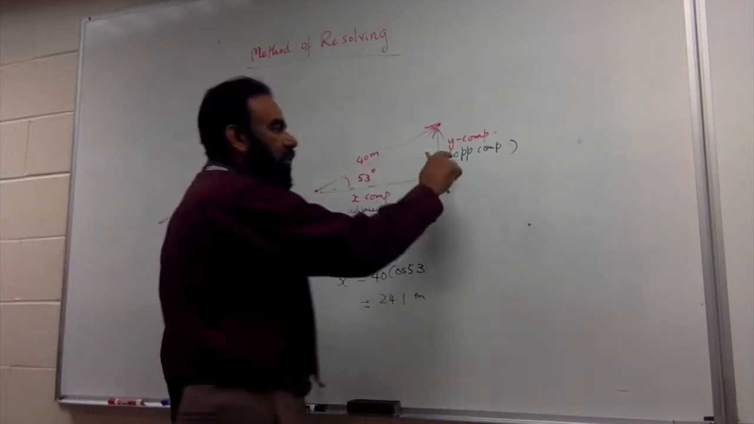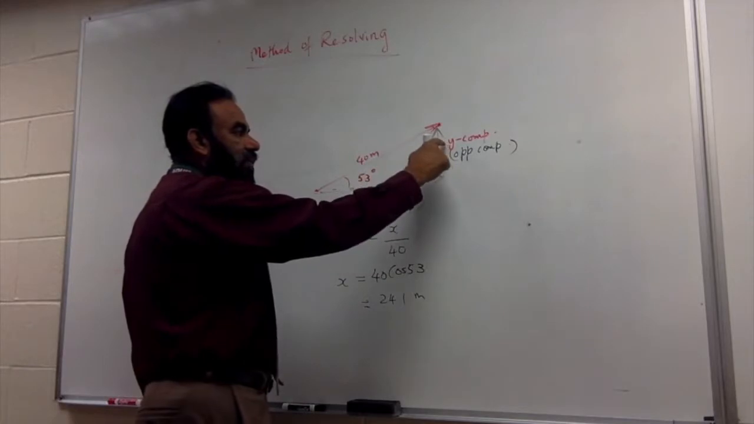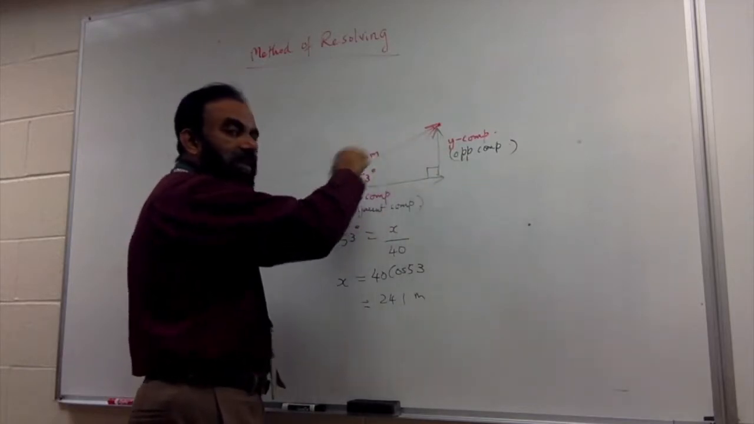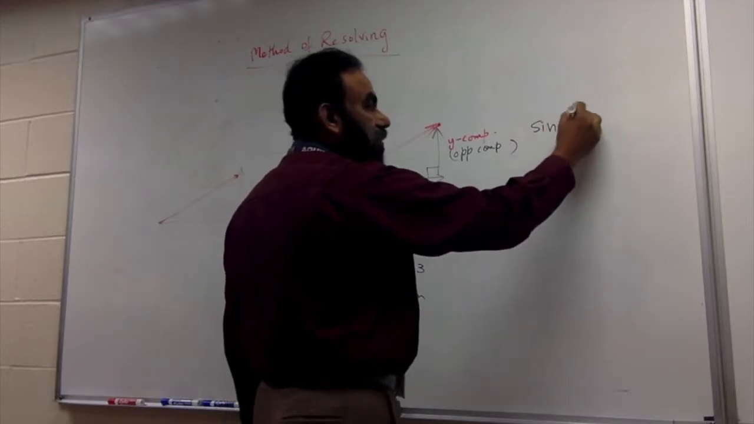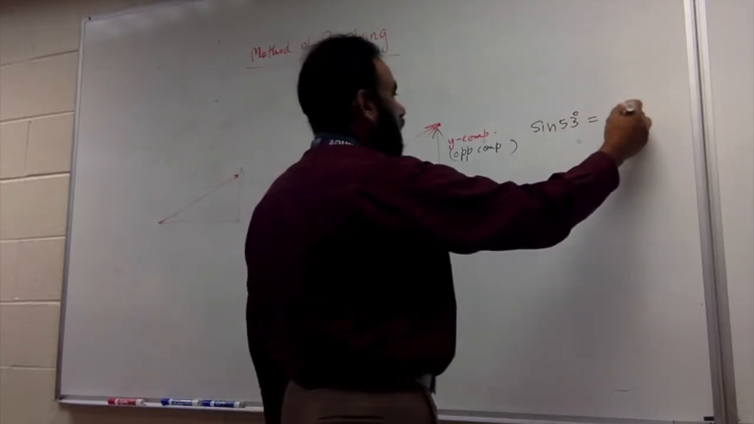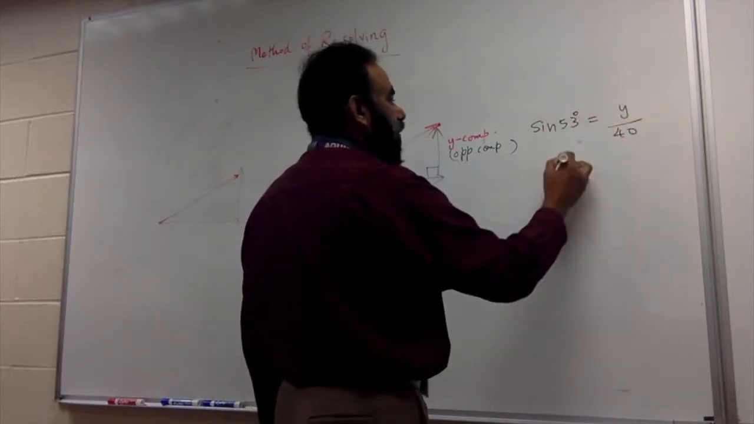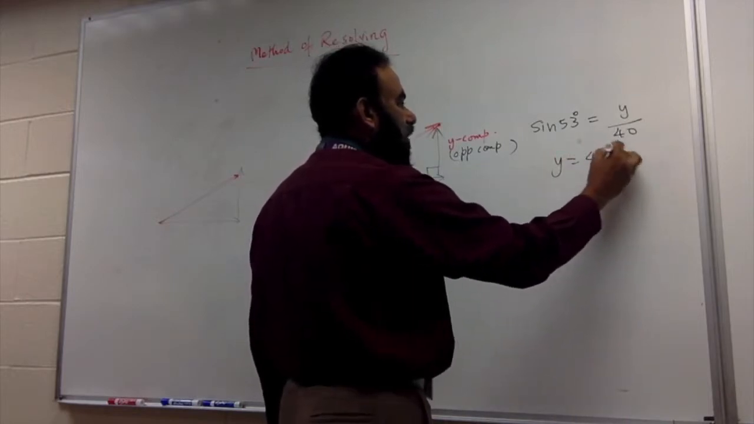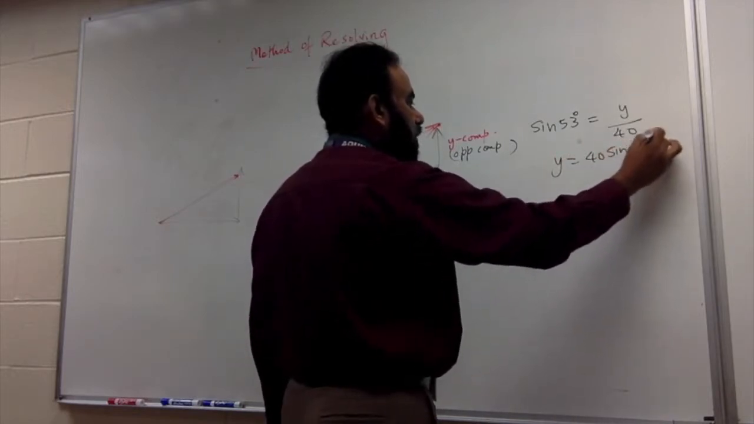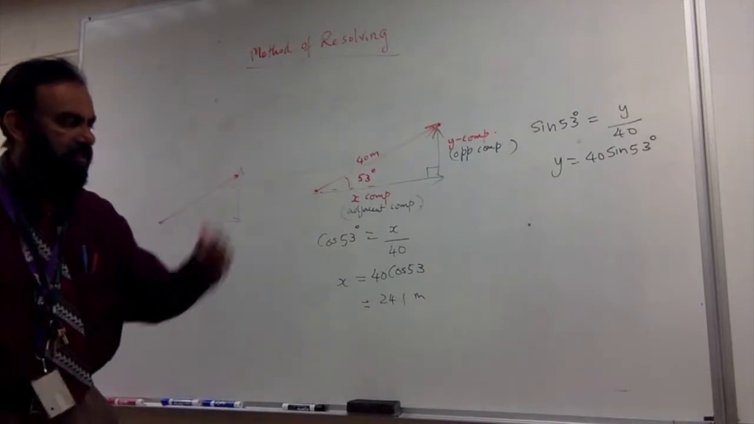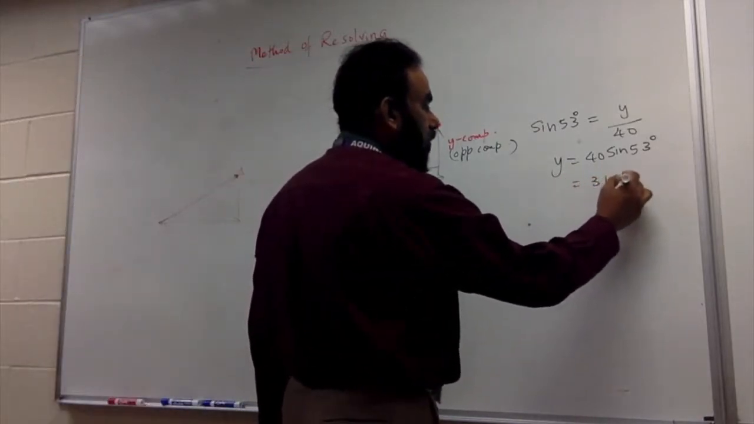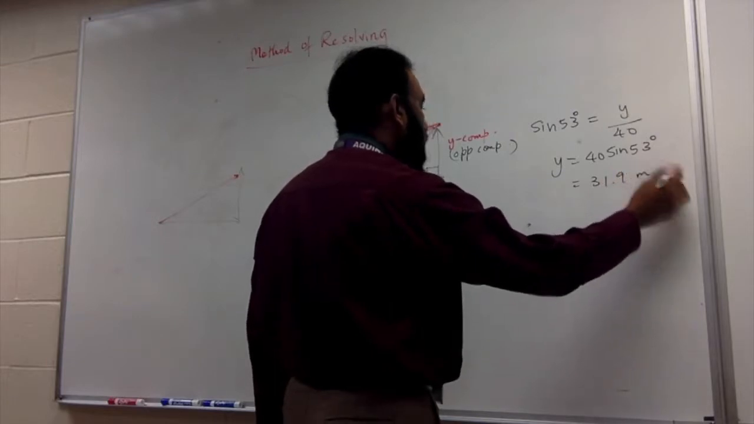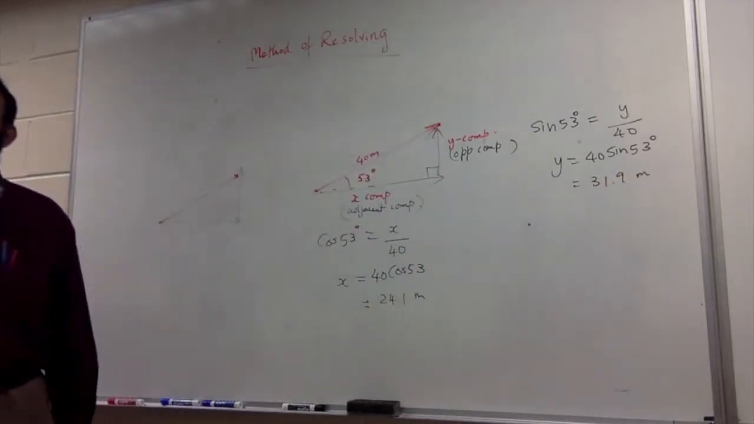Now, what connects the angle and this side, which is the opposite component, and the 40? Sine. Sine of 53 degrees is equal to y over 40. So y is equal to 40 sine 53. How much is it? 31.9 meters. So you see how we split into two components?